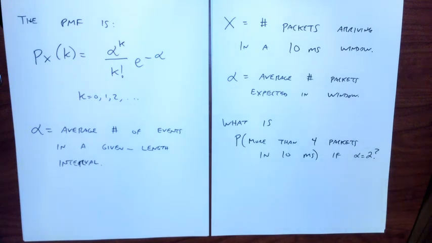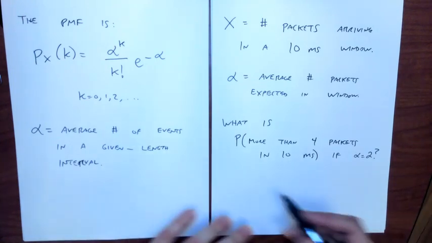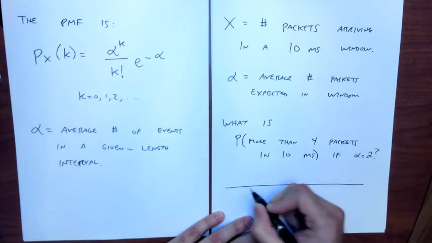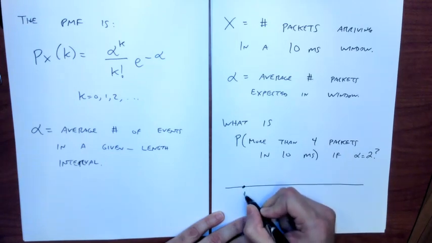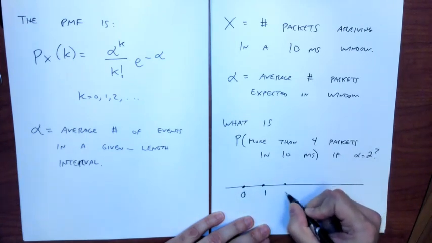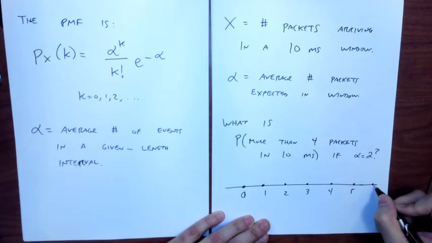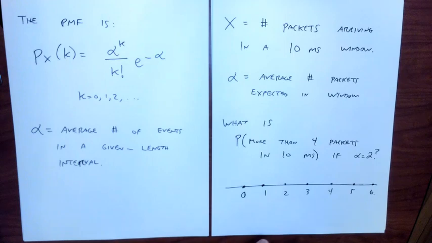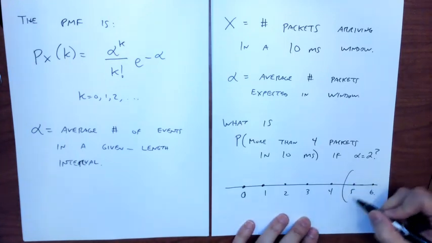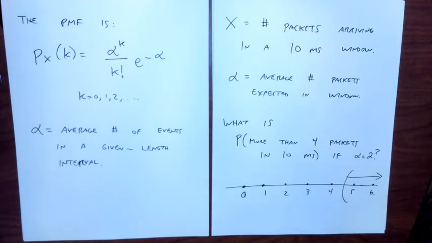All right, so I can use the PMF to solve this problem, right? That's basically like saying, okay, what are my possible PMF values? 0, 1, 2, 3, 4, 5, 6, and so on. So I want to know what's the probability that I get more than 4, right? That's like saying add up all of these numbers, right?